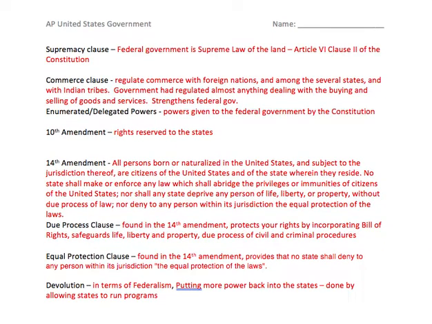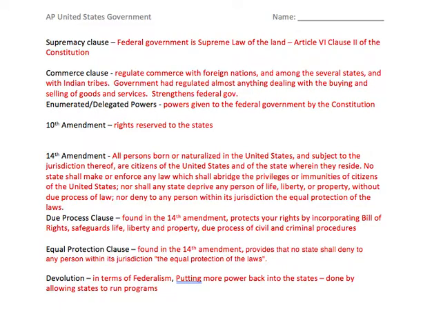A couple key amendments: your 10th Amendment, rights reserved to the states, gives more power to the states. And then the 14th Amendment, which has a couple clauses: the Due Process Clause and the Equal Protection Clause. Again, this Due Process Clause protects your rights, makes sure the Bill of Rights are followed by the states, gives you due process in any criminal or civil procedures, protects your life, liberty, and property, while the Equal Protection Clause provides that no state shall deny any person within its jurisdiction. And this also has to deal with race and things like that.